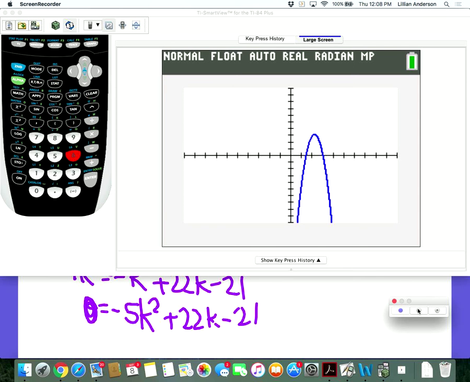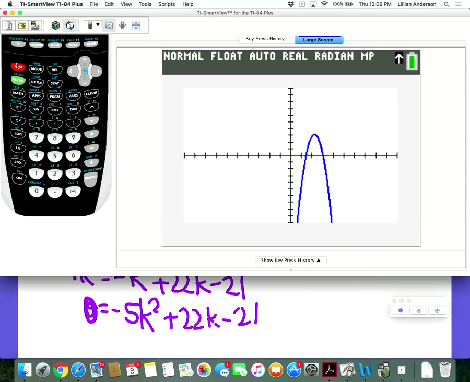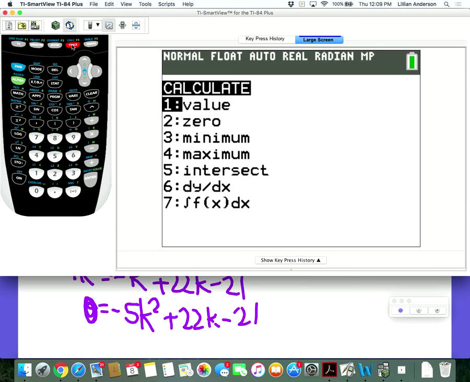K is basically the places where your graph crosses the x-axis, okay? Now, I don't remember if you guys did this last year, but this is how you go about finding the x-intercepts of any type of equation. You'll go to second, and you'll go to trace. Please make sure that you guys stay with me, okay? I just pressed second, and then I went to trace. Trace is right beside the graph button.